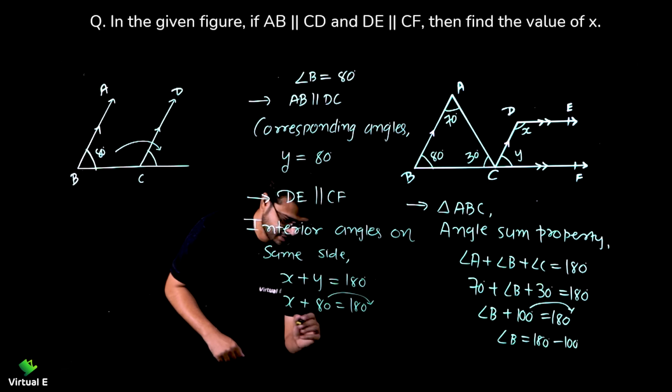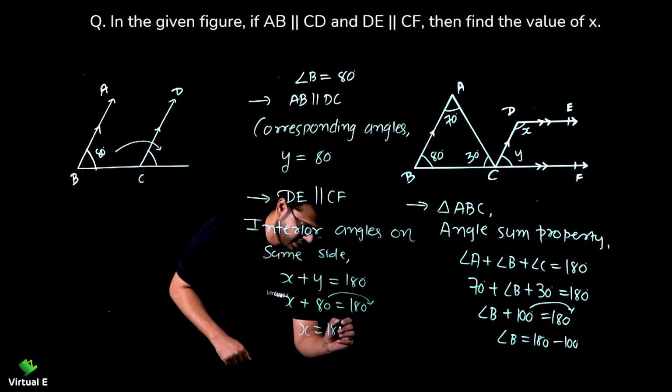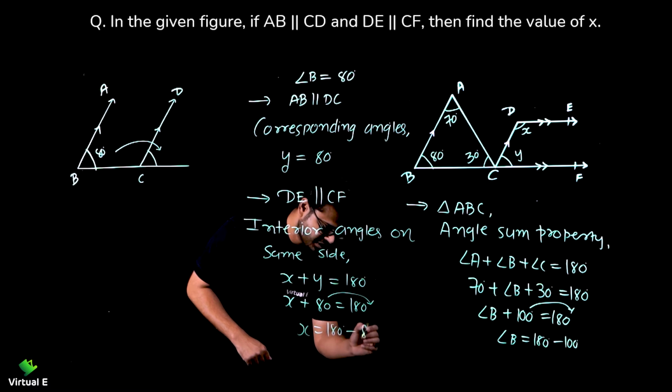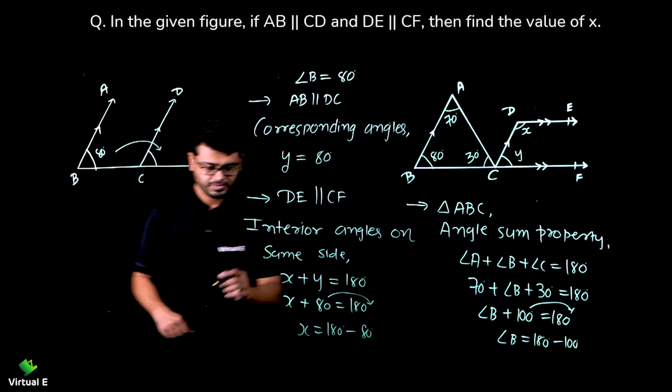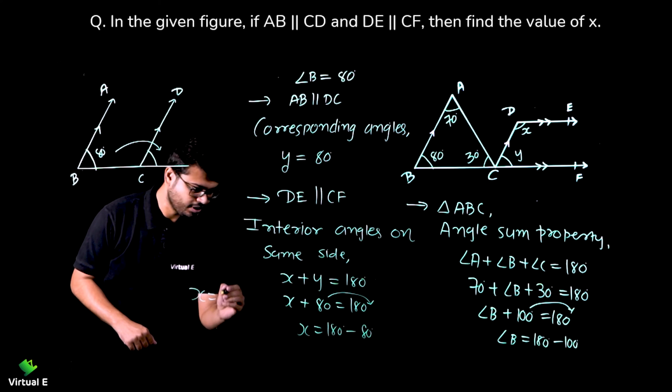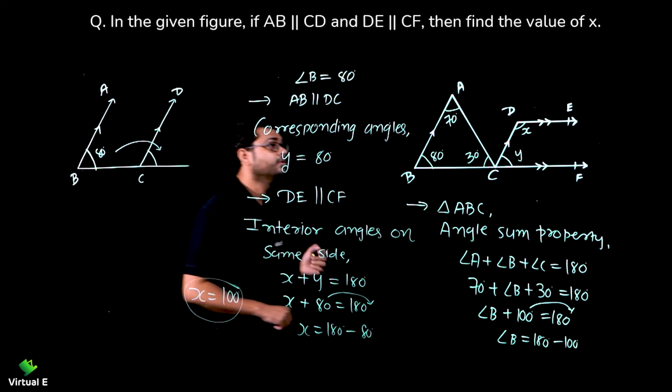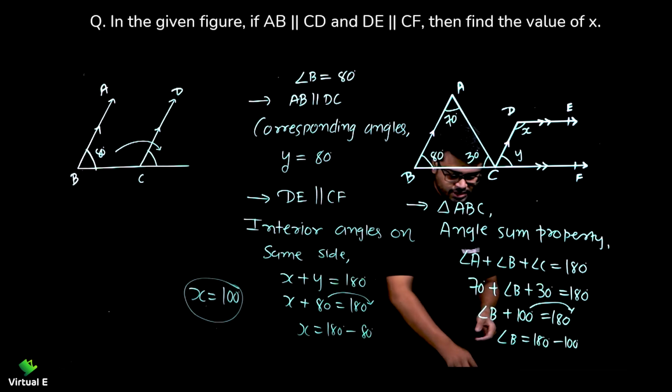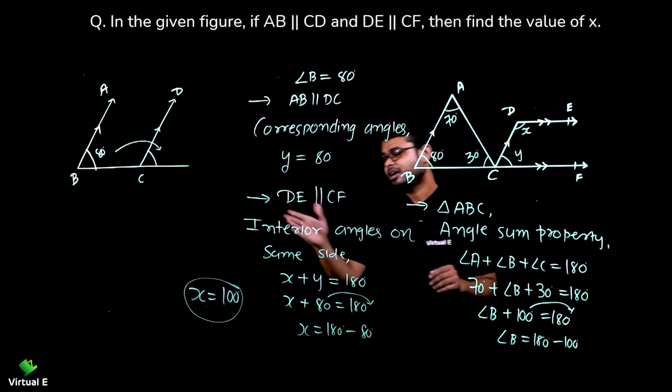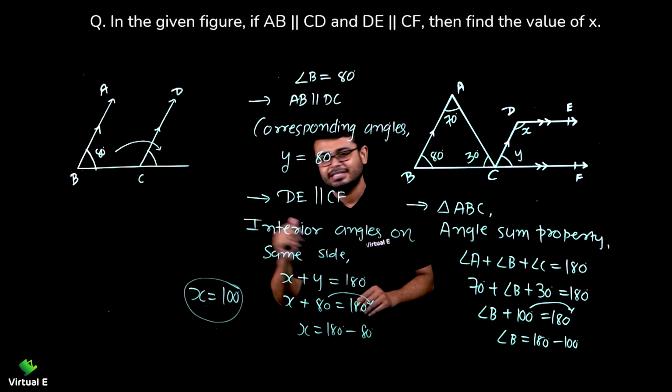Shift over that side. So x is equal to 180 degrees minus 80 degrees. So the value of x will be what? 100 degrees. Very simple to do, right? So the value of x is what? 100 degrees. So this is how we get the value of x, that is 100 degrees.